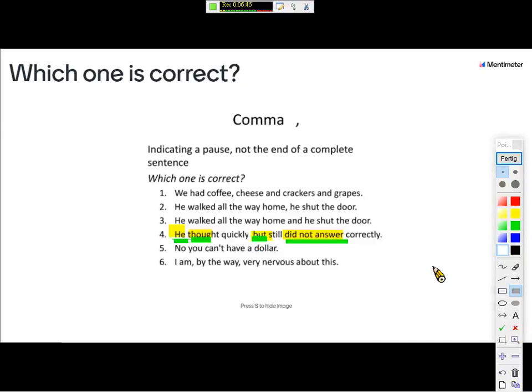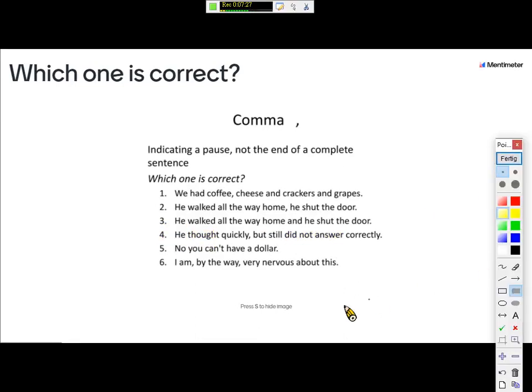He, verb, and but verb. You cannot use a comma there. Because once you separate the 2 verbs, then you need to have another subject in front of did not answer. Right? So, for example, you can change this to, he thought quickly, but he still did not answer correctly. That would be correct with this format. But now, you need to take this away, because you want to use he for both thought and did not answer. Okay? Follow with the same subject.